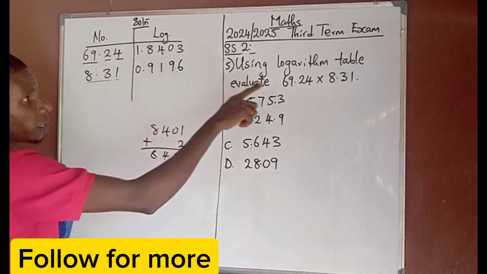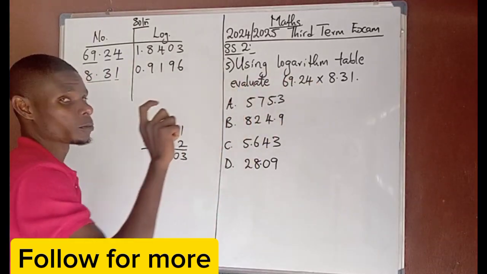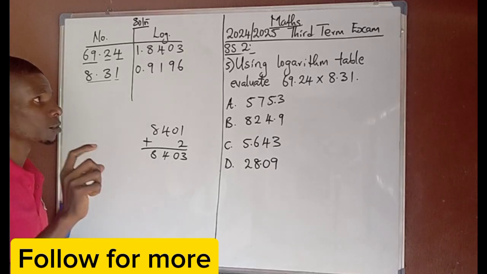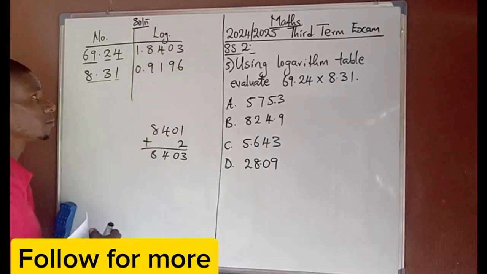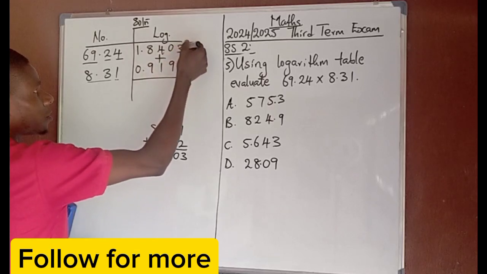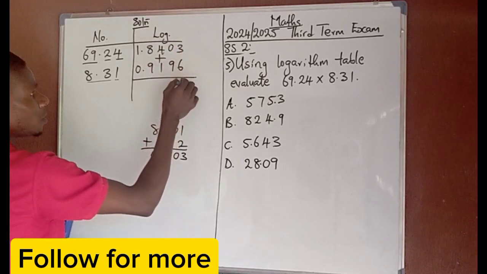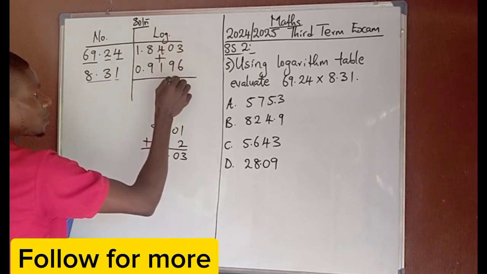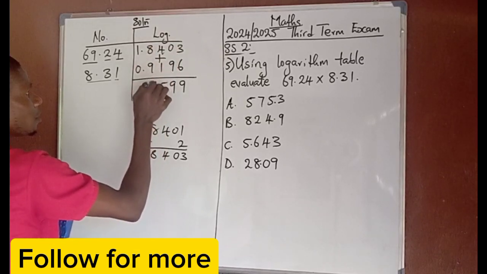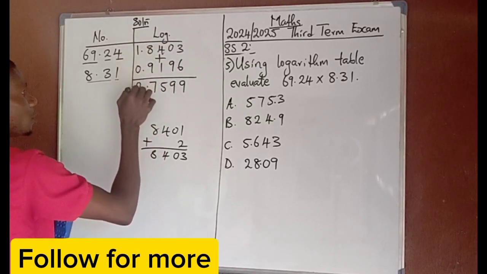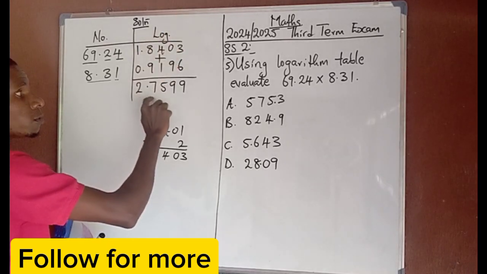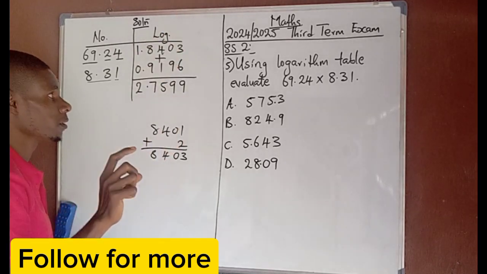Because this involves multiplication, these are things we need to take note of. Because it involves multiplication, we need to add the logarithm values. So adding these two values means 3 plus 6 is 9, 0 plus 9 is 9, 4 plus 1 is 5, and this is 17. Take 1 here, that becomes 2. Already we have compressed these logarithm values into one logarithm value.